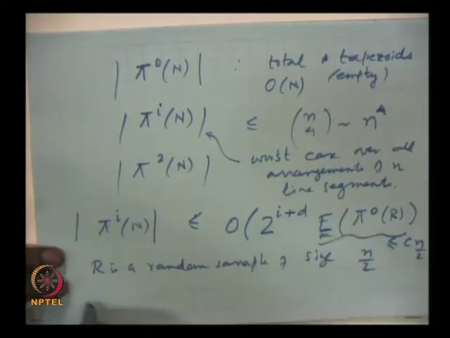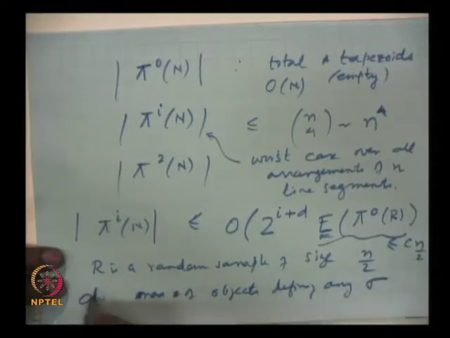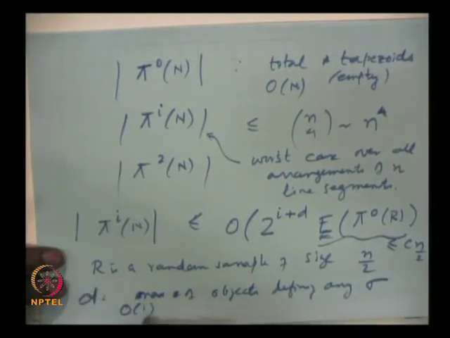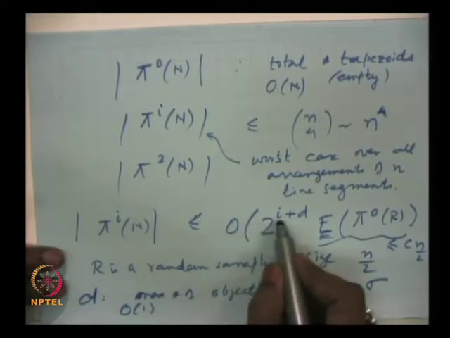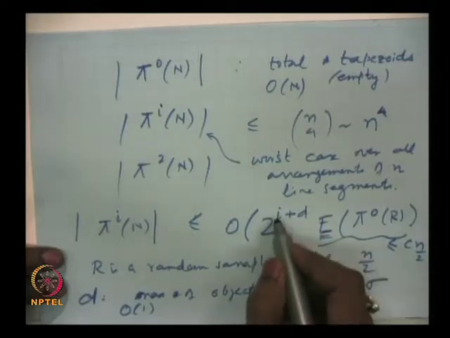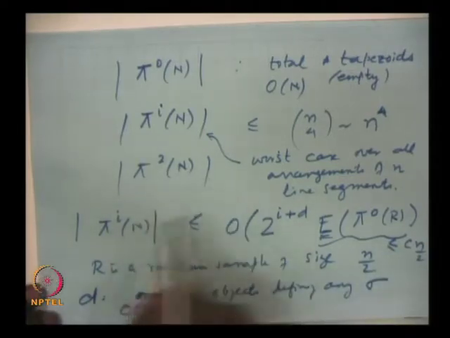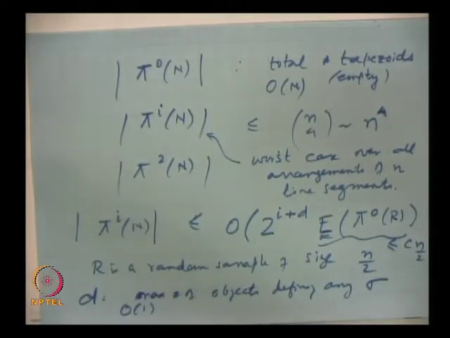Okay. d is the number of objects defining a configuration. Okay. So, this is the maximum number of objects defining a configuration, any sigma. Okay. So, mostly as I said it is going to be constant. So, d is order 1. Okay. So, this quantity big O of 2 to the power i plus d, okay, if d is a constant, and i is also a constant, then it follows that if I am interested in this pi 2 of n in the case of trapezoidal maps, this whole thing is again order n, if you have to believe this claim.